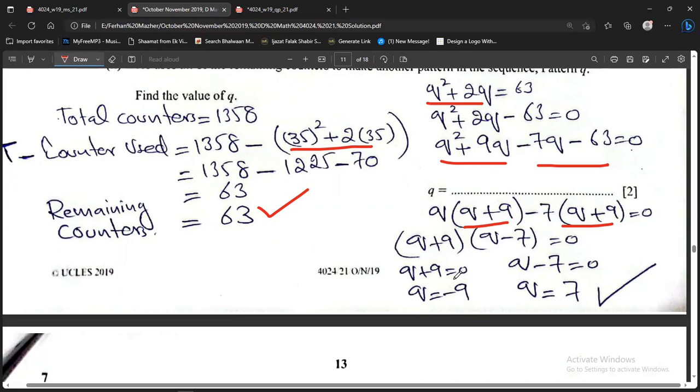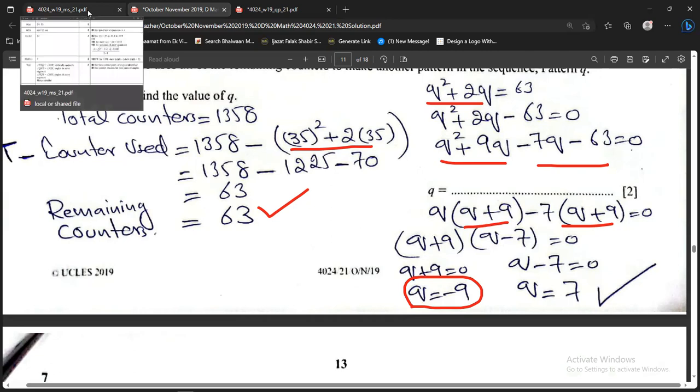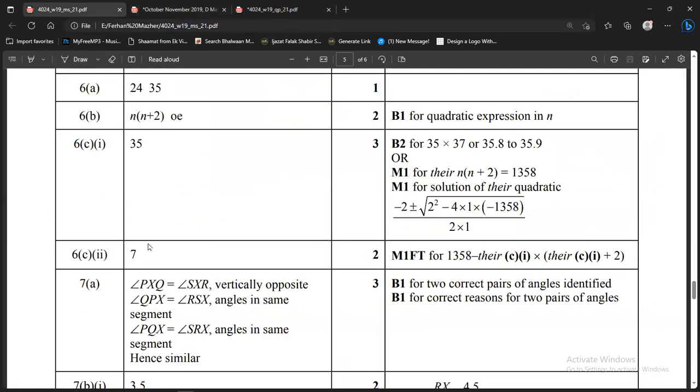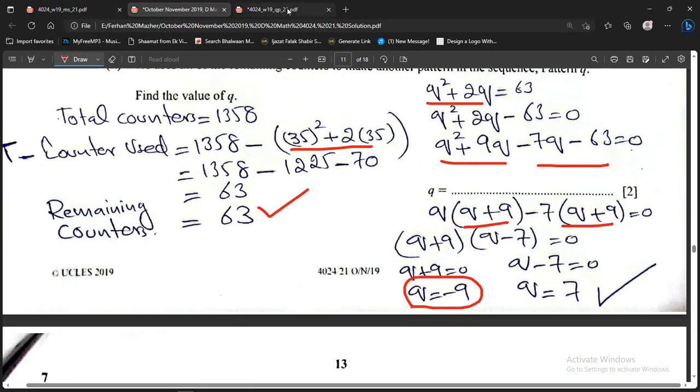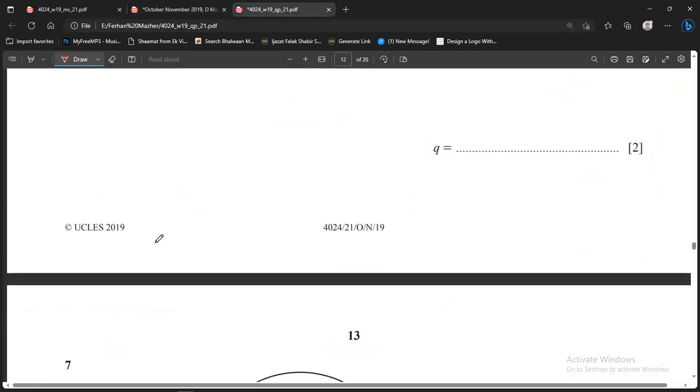So either this first bracket is 0, so Q plus 9 equals 0, so Q will be equal to minus 9. This will be neglected, rejected. And Q minus 7 equals 0, Q is equal to 7. So that is the answer, sir. So from the remaining counters, the pattern he will make will be the 7th pattern. Pattern number 7. So our answers are right, sir. This is how this is done. A little tricky question.